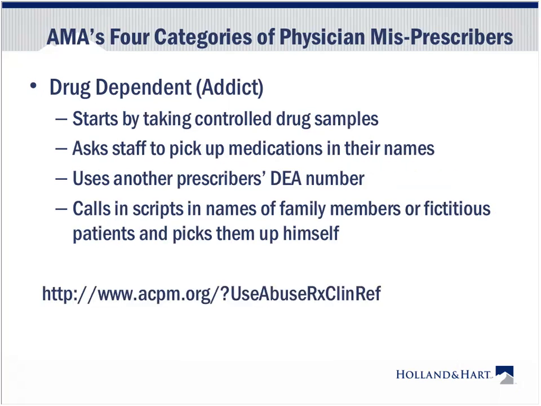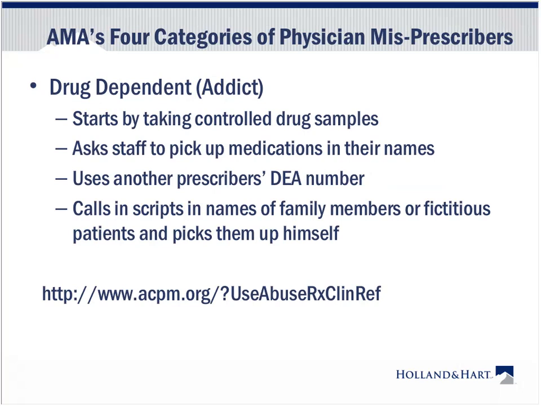And then the last category is the drug-dependent prescriber, or the addict. They start by taking the drug samples. They might ask the staff to pick up medications in their name, use another DEA number, or call in scripts in the names of family members or fictitious patients and pick them up himself or herself.